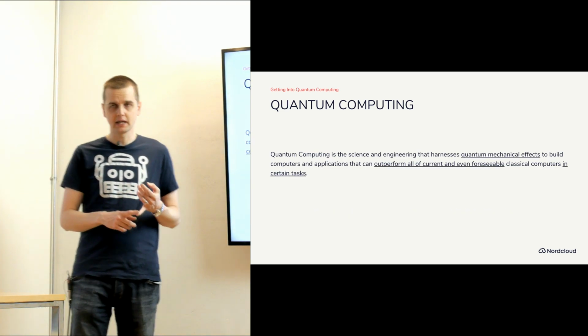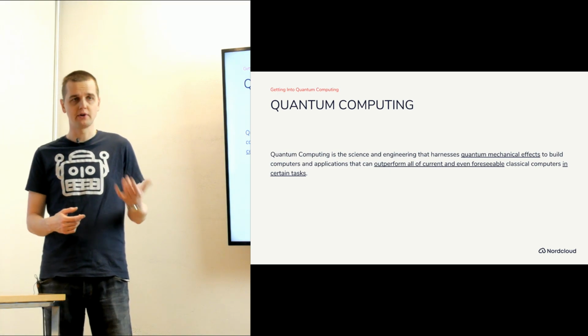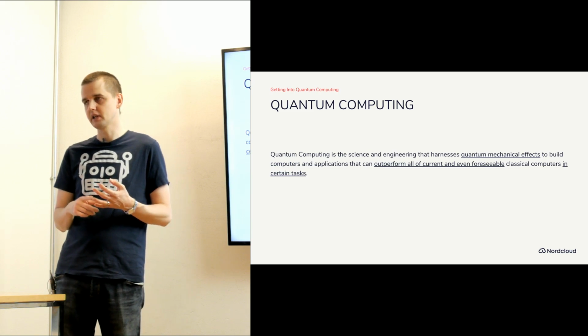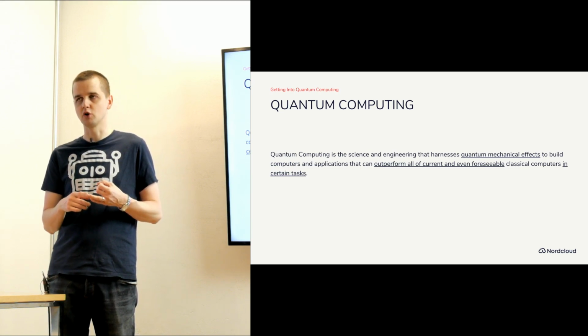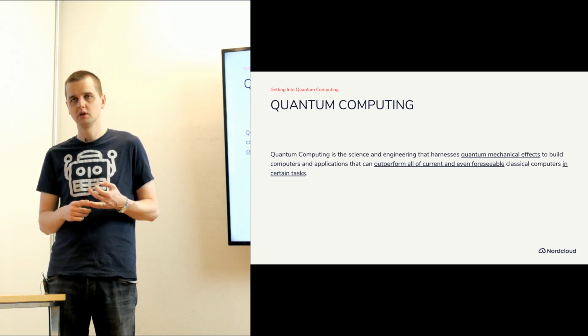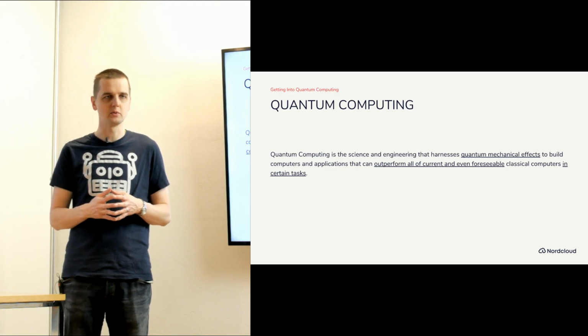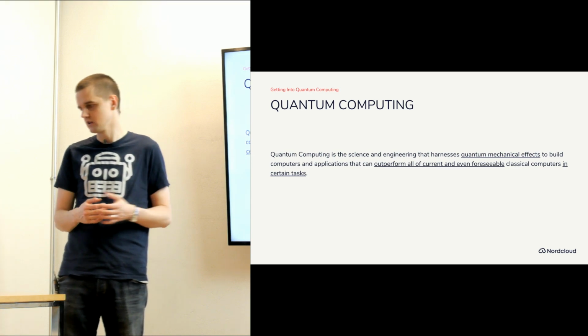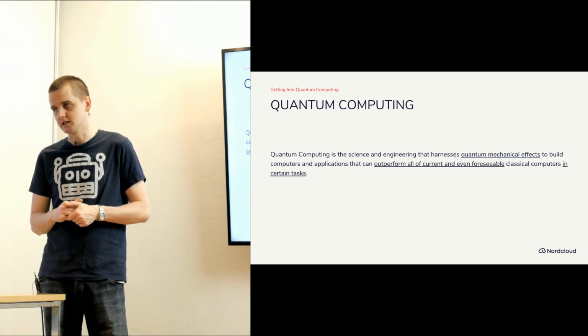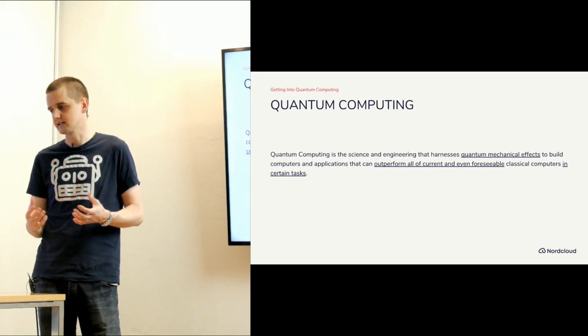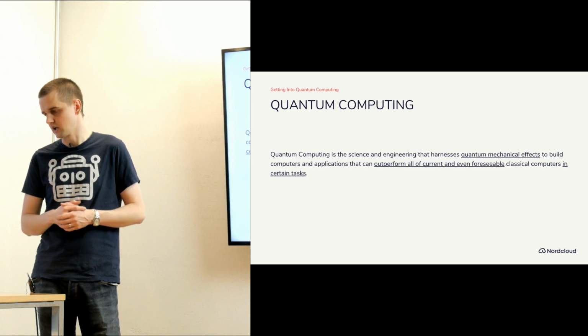So there's the quantum mechanical effects. Without knowing what those effects are, this doesn't make a lot of sense. Then there's a pretty outrageous claim that it would outperform even foreseeable computers, which is of course an outrageous claim, to say that even something we don't know yet, this would be better. But it's made less ambitious with this caveat or limitation that it's only for certain tasks. And these three parts I would like to go through in the presentation.